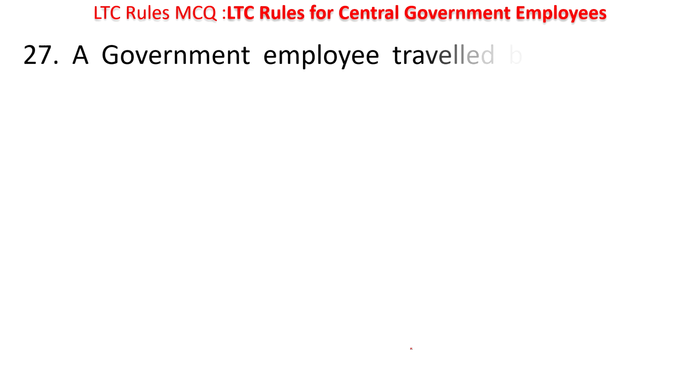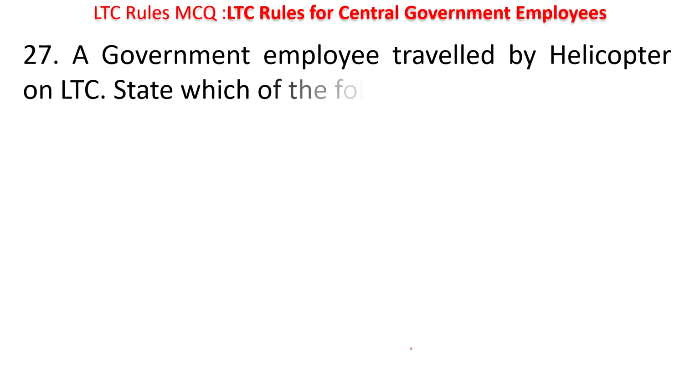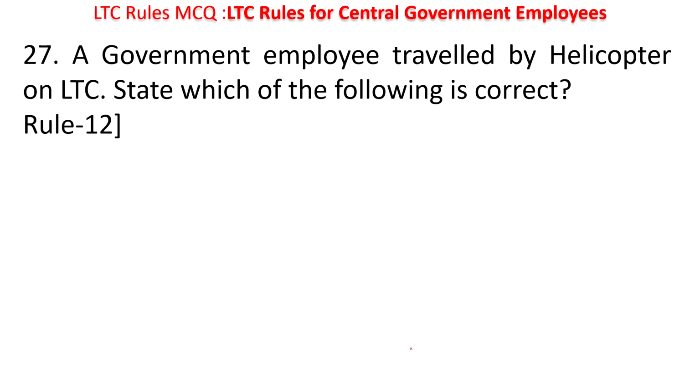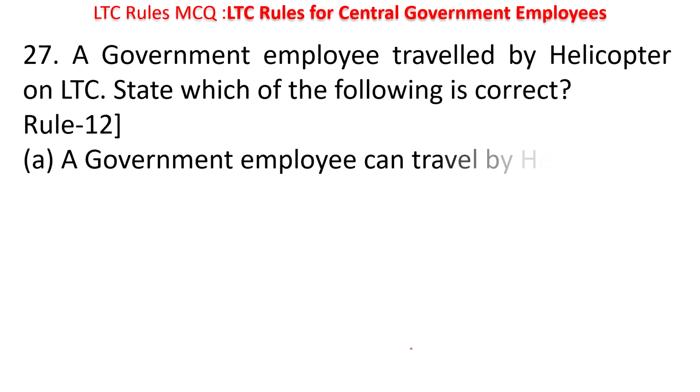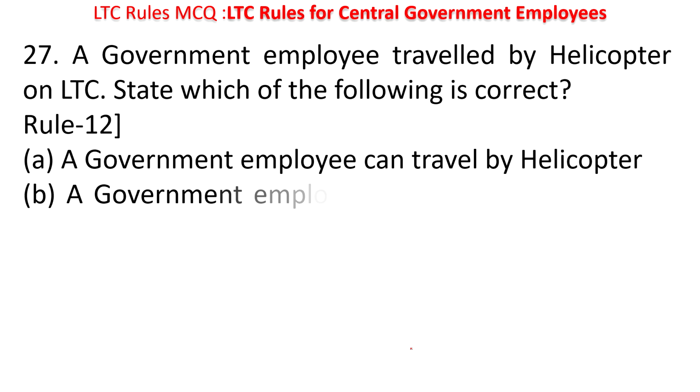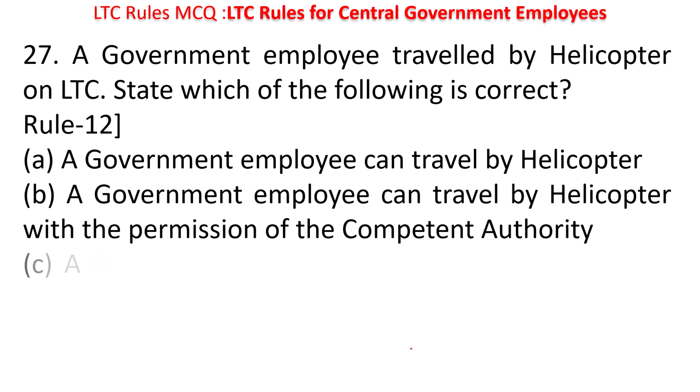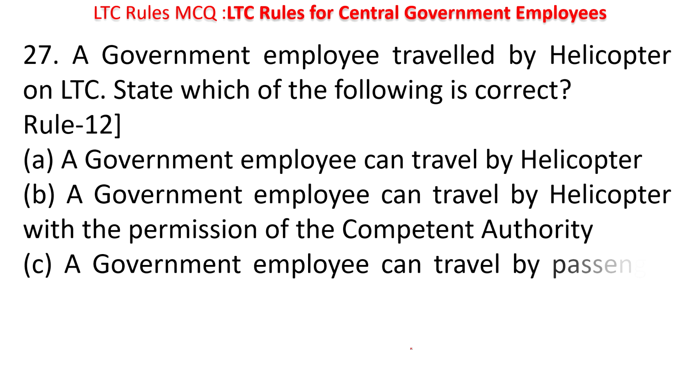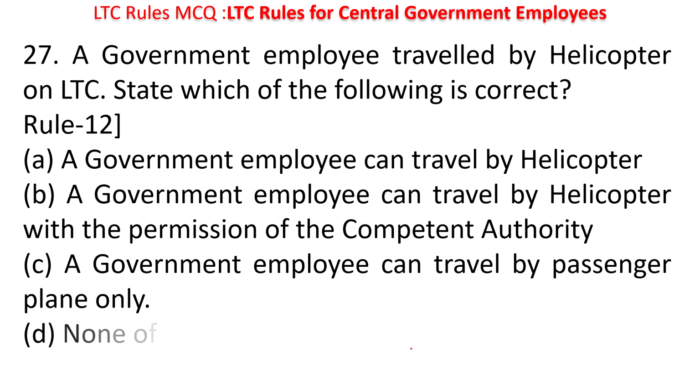Next question. A government employee travelled by helicopter on LTC. State which of the following is correct. Rule 12 of LTC rules. A government employee can travel by helicopter. A government employee can travel by helicopter with the permission of competent authority. A government employee can travel by passenger plane only. None of the above. Your time starts now. The answer is it is only through passenger plane only, not by helicopter.